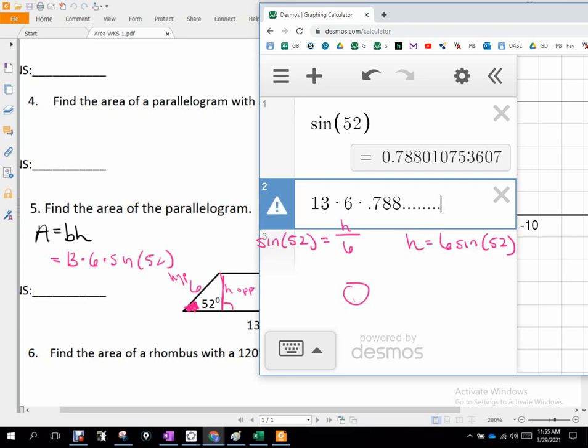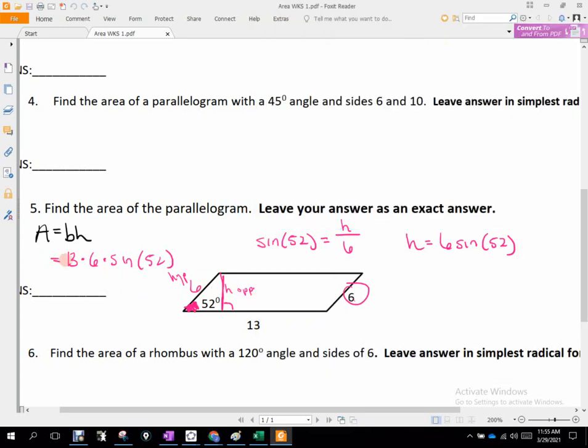Which two of those three numbers operate best together? 13 and 6. So what we'll do is we'll multiply those together, and that gives us 78. Okay? What I'm trying to get at here is basically identifying the numbers that are rational, combining those, doing the operations that are present. So 13 and 6 will be multiplied together, gives me 78. And then I have times sine of 52. Remember, this is a rational number times an irrational. We usually, if we want an exact answer, that's the way we have to do it.